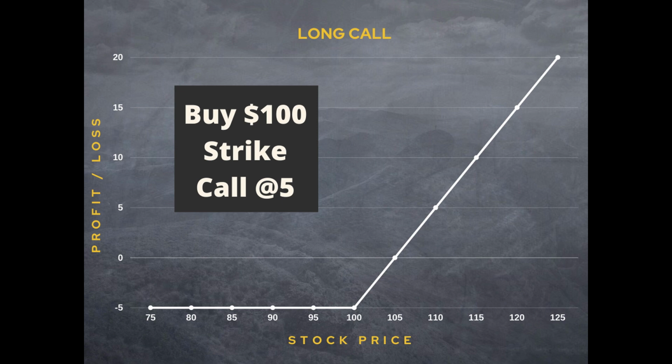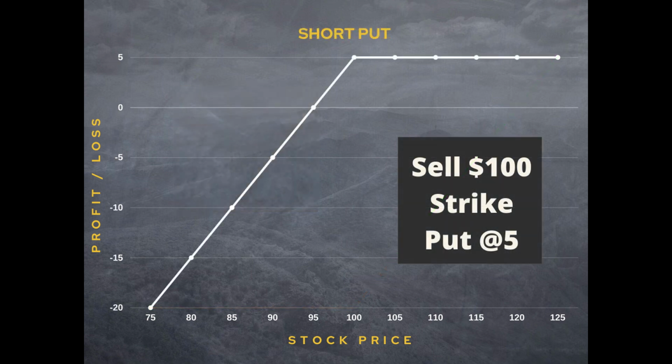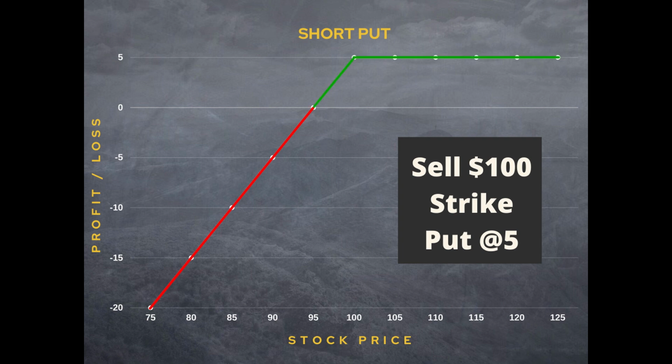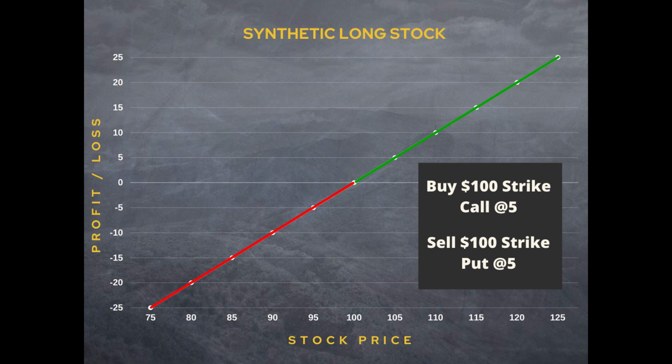Here's what the profit and loss chart looks like for a long call. You make money as the stock goes up and your max loss is the premium paid. And here's what the profit and loss chart looks like for a short put. You lose money as the stock goes down and your max gain is the premium received. If you combine the two, it looks just like the profit and loss chart for a long stock, which is why it's called synthetic long stock.